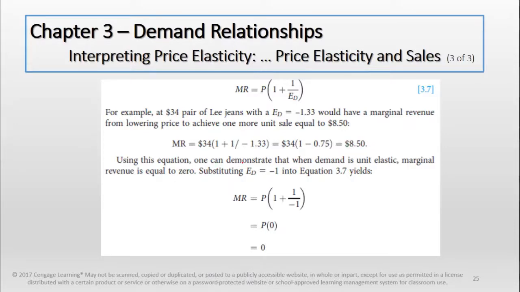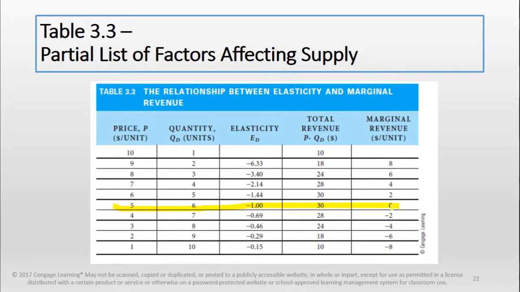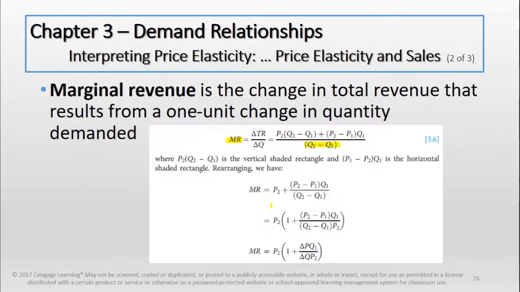So using this equation, one can demonstrate that when demand is unit elastic, marginal revenue is equal to 0. Again, take note of that. When your demand is unit elastic, marginal revenue is equal to 0. So, your unit elastic is when elasticity is equal to 1, and your MR is 0. Which, again, you can see in the table. Let's go back, see? Your marginal revenue is 0 when your elasticity is 1. So, that's it.